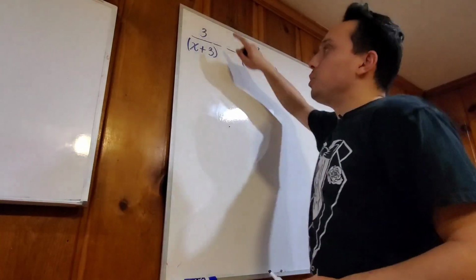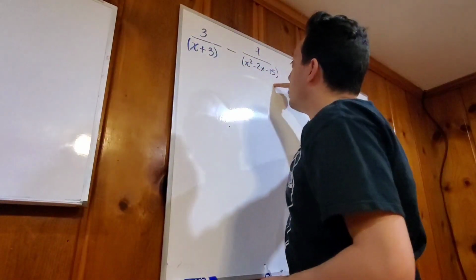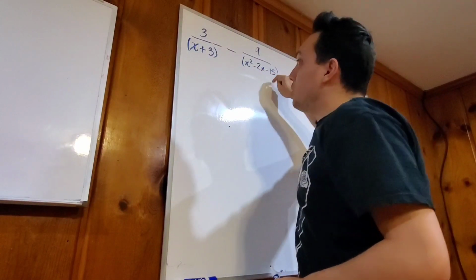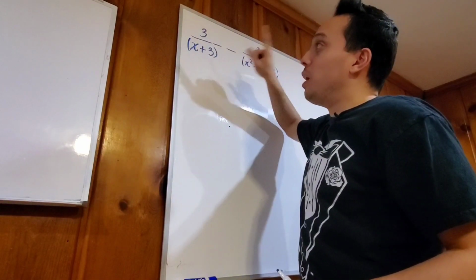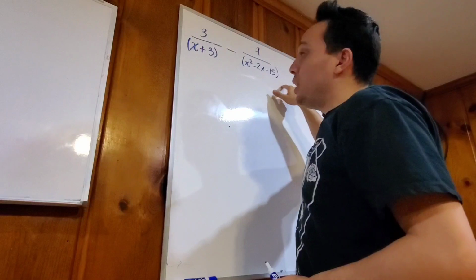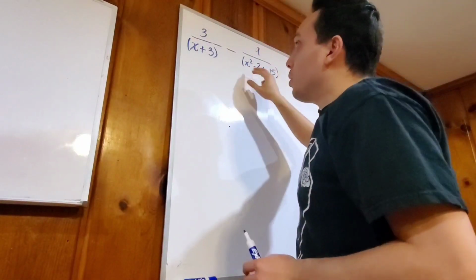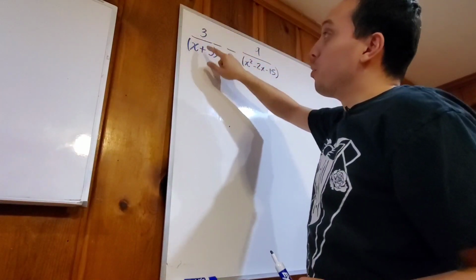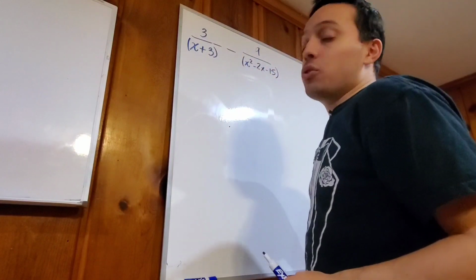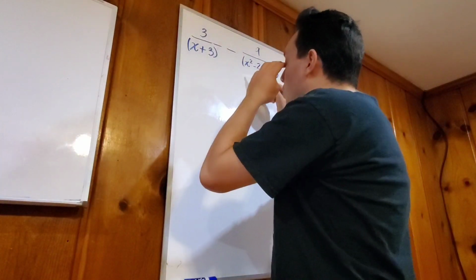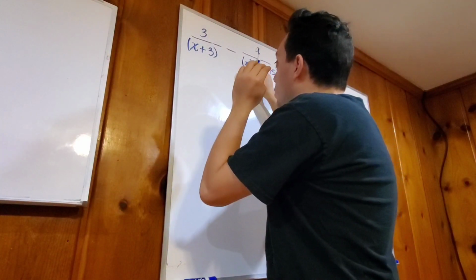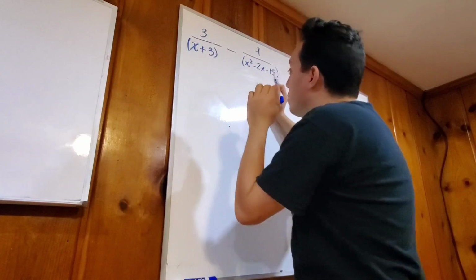All right, so what we're going to be doing is adding rational expressions. The first thing we have to know how to do is find the least common denominator. Right now we're not going to be worrying about the numerator, we're going to be worrying about the denominator. To find it, we first have to factor x squared minus 2x minus 15.